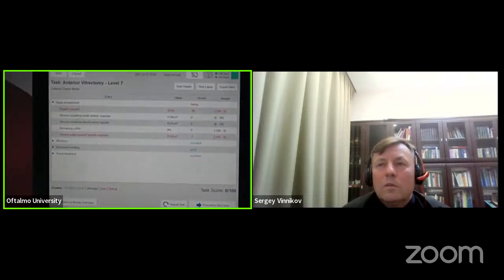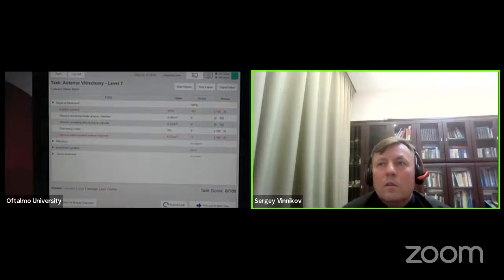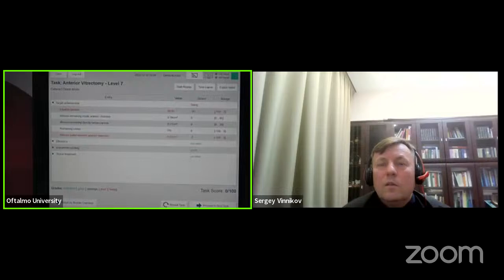He actually got a 0 because irrigation was paused 26 seconds. Vitreous was pulled from the posterior chamber to the anterior chamber, and there was still vitreous in the anterior chamber. Again, this is so important. Look how important it is to have the metrics of what you do and to understand why you do what you do.